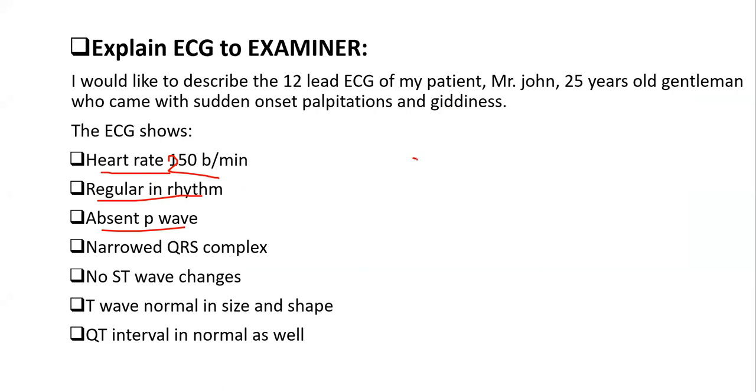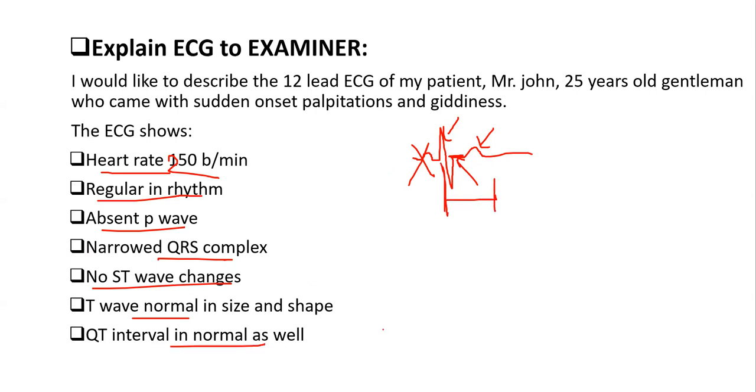So we will always follow a format when we discuss the ECG. You will start with rate and rhythm. After rate and rhythm, you will do P followed by QRS and then T. So absence of P wave, narrow QRS complex, and no ST changes. So this is the ST segment, right? So ST is also normal. T wave, so this is the T wave, which is normal in size and shape. And then lastly, we talk about the QT interval. So this is the Q and T. So QT interval is also normal.